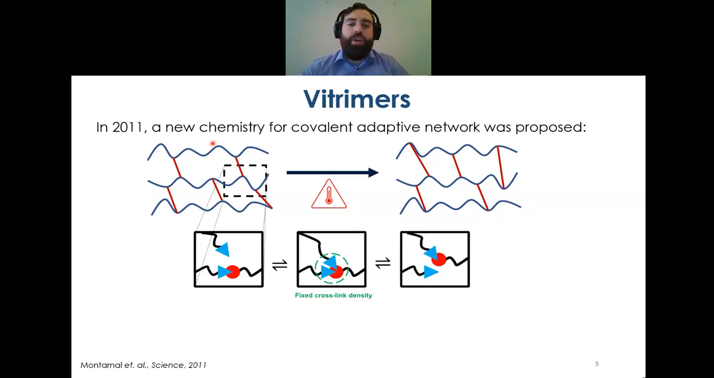trans-esterification reaction to achieve something really interesting. Let me explain this. So let's say we have our polymer chains in blue and the cross-linkers in red. As we heat this covalent adaptive network, the cross-linkers change position, so there is some dynamic nature in it. However, the number of cross-linkers itself remains constant throughout the whole process. And what does that mean? It means that the fixed cross-link density of the network stays constant.